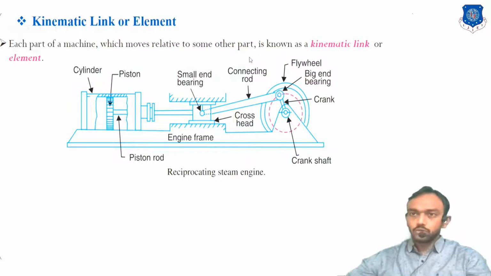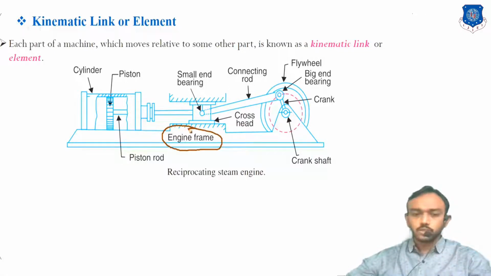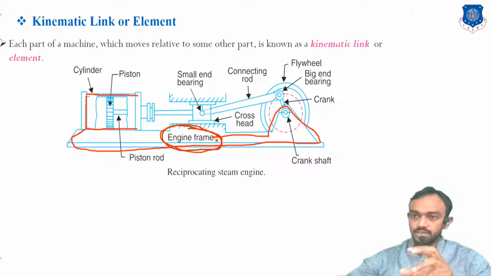Maybe lots of students have a doubt: sir, the engine frame is totally rigidly fixed, like this cylinder is also fixed, and this frame is totally fixed, there is no motion in these parts. So why will we consider it as a kinematic link?